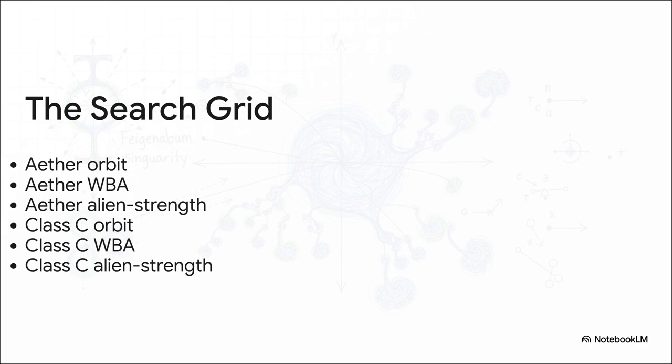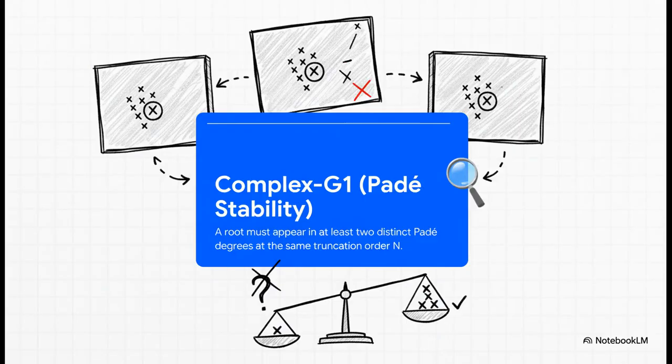Both the Aether limit and the Class C regimes were examined, and we're covering all 3 key observables: the orbit multiplier, the WBA, and the alien strength. This wasn't a random sample. No, this was a systematic sweep of every single key observable. If that Feigenbaum singularity was hiding anywhere in the complex neighborhood of these series, this search was designed to find it. Now, in any good investigation, you need clear rules of evidence to avoid false positives.